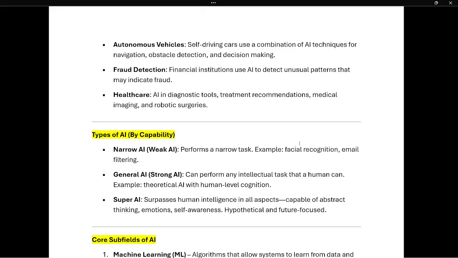Now most of the applications in industry or real time, wherever they are using AI, they are mostly using narrow AI. General AI still has a certain level of development, but super AI is still hypothetical. Okay, still that is not developed, or still some POCs are going on for that. Okay.